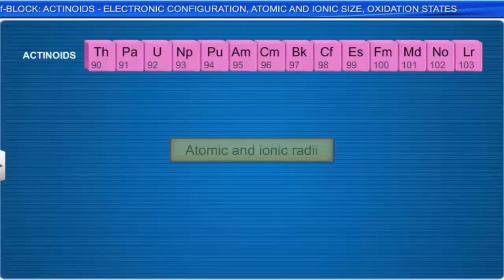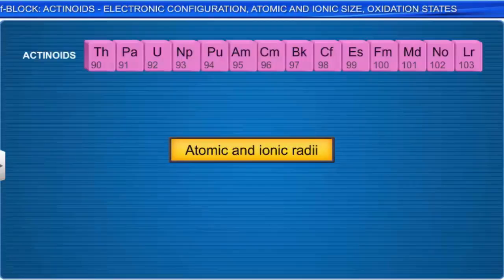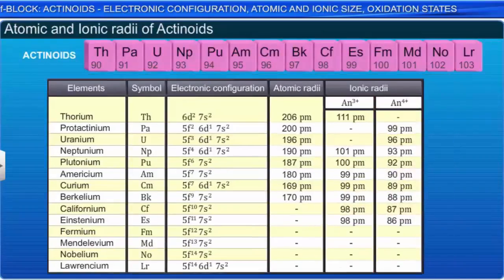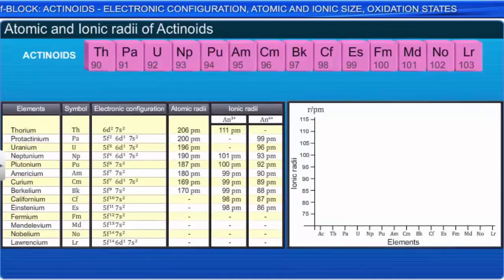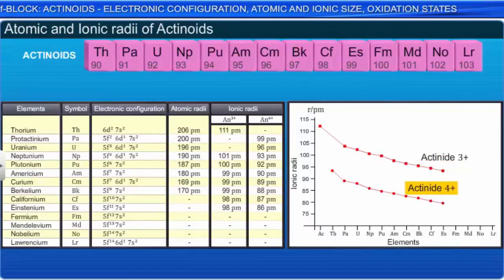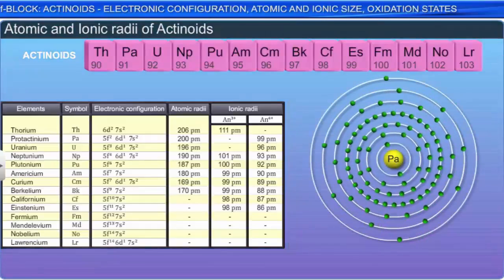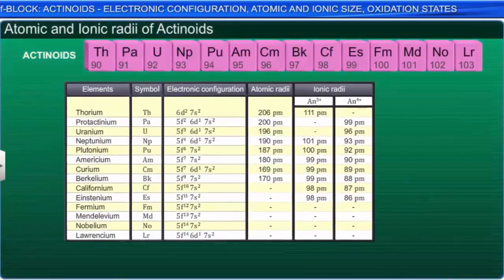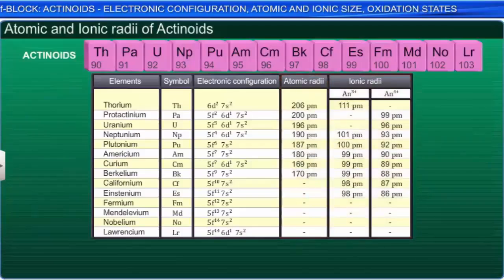Now, let's look at the atomic and ionic radii of these elements. The atomic and ionic radii of the tripositive and tetrapositive actinoid ions are given in the table. As you can see, there is a steady decrease in the ionic sizes of the tripositive and tetrapositive ions. This may be referred to as actinoid contraction. Due to the poor shielding by the 5f electrons, the contraction is greater from one element to another in the series.